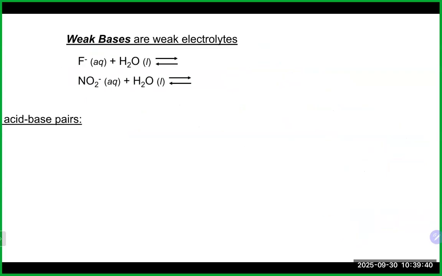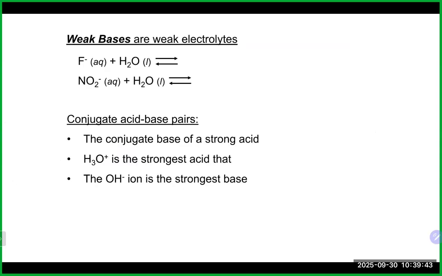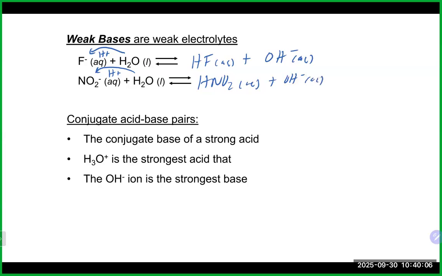Now, weak bases, on the other hand, are also weak electrolytes, and in this case, they're going to accept the H plus. Then you will get HF. You actually get back where it came from and hydroxide produced. Here you will get HNO2 and hydroxide produced. So they are still able to produce some hydroxide, so they're still considered bases, but a much weaker base than something like sodium hydroxide, which is just going to fall apart.